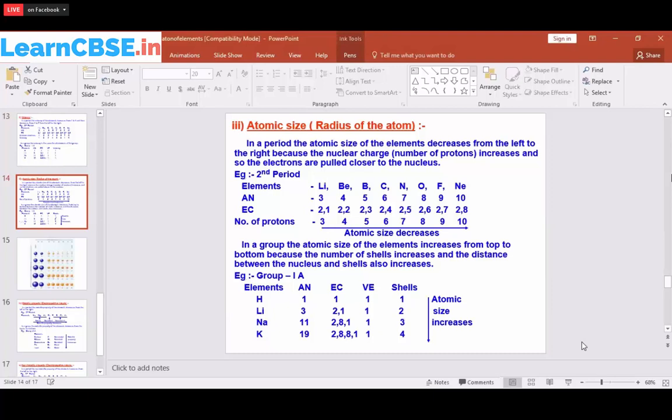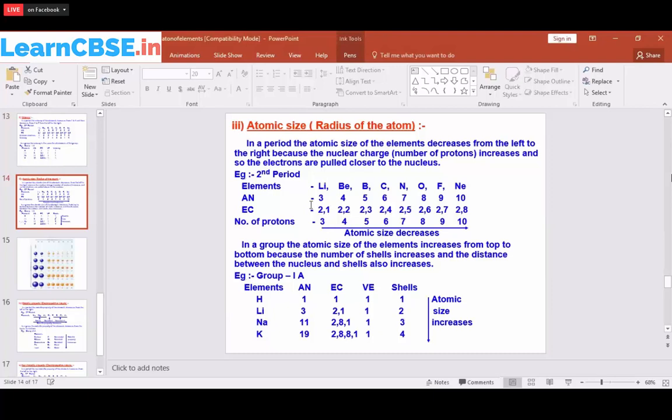So if you take the second period, it means all the atoms in the second period have two shells. So the radius will be more or less the same from left to right in the periodic table. But in the group, it tells you how many shells the particular group has. Once we are moving down the group, every shell will be increasing by one.